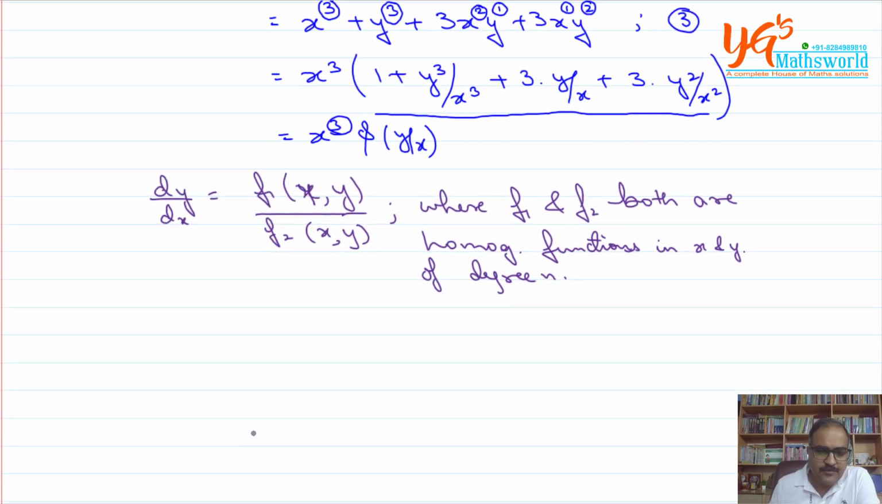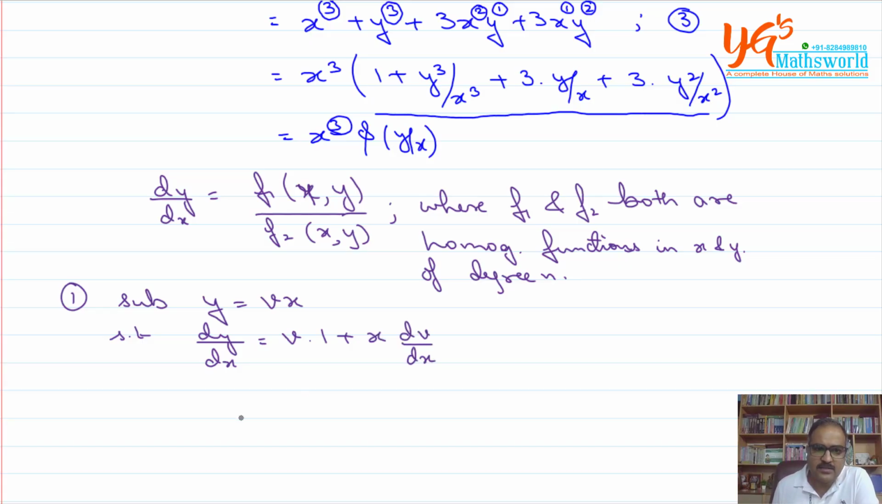In such a type of differential equation, step 1 is that we need to substitute y is equal to vx such that dy by dx is equal to v into the derivative of x, which will be 1, plus x as it is times the derivative of v, which will be dv by dx. When I substitute these values in the differential equation, after that I need to apply the variable separable form. Whatever the result is, after that we have to substitute the value of v, that is v is equal to y upon x, in the solution. That will be your final solution.